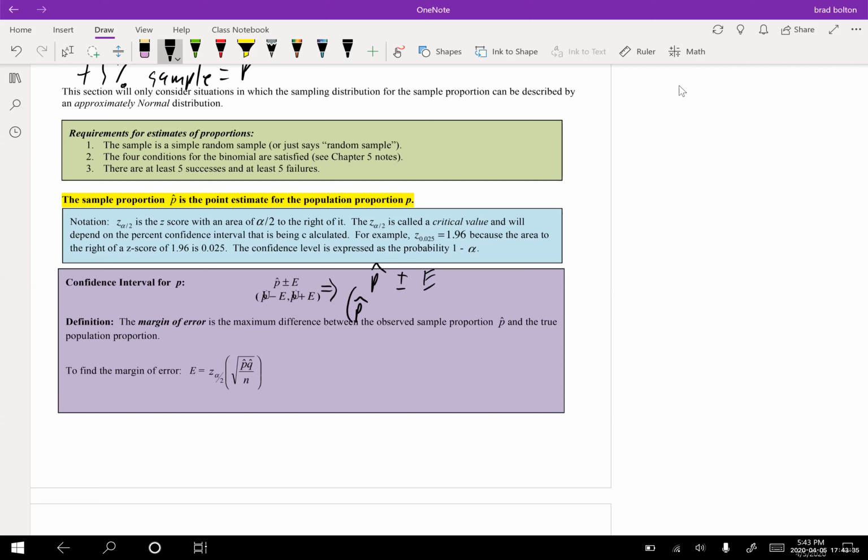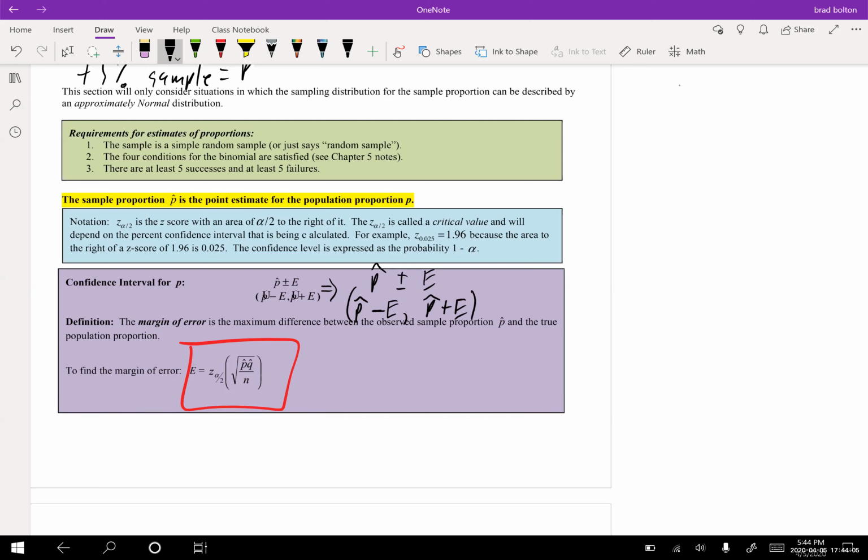We're going to put parentheses p hat minus E, comma, p hat plus E. I don't know how it got shifted down like that. Sometimes the transition from the PDFs just doesn't quite work right. So it says the margin of error is the maximum difference between the observed sample proportion p hat and the true population proportion. To find the margin of error, so this is extremely important right here. Finding this E right here is kind of all the work that you have to do.